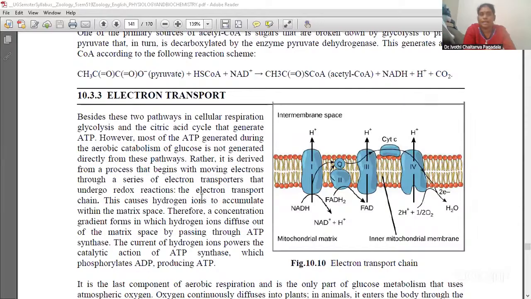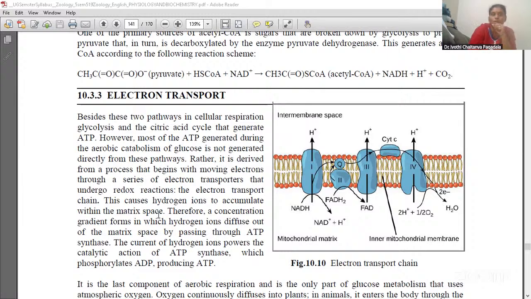Besides the two pathways in cellular respiration, glycolysis and the citric acid cycle, which we discussed yesterday, the ATP generated during this aerobic catabolism of glucose is not generated directly from these pathways. It is derived from a process that begins with moving the electrons.